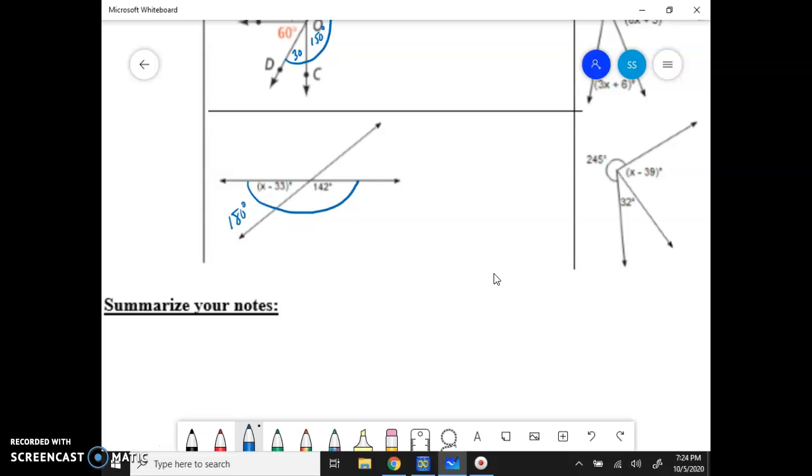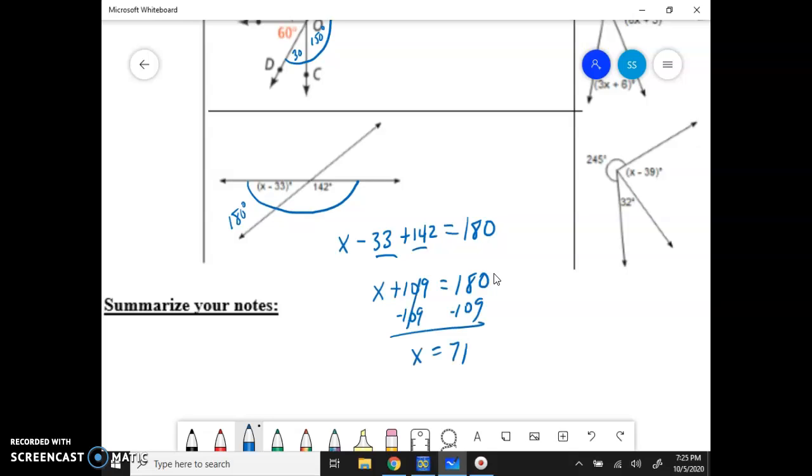So all we need to do here is say x minus 33 plus 142 has to add up to equal 180 degrees. All right, so then we combine like terms and we just solve this equation. This should be a review for us. Combine these like terms, we get x plus 109 is equal to 180. And we subtract 109 on both sides, and we get x is equal to 71. So x is equal to 71 degrees.